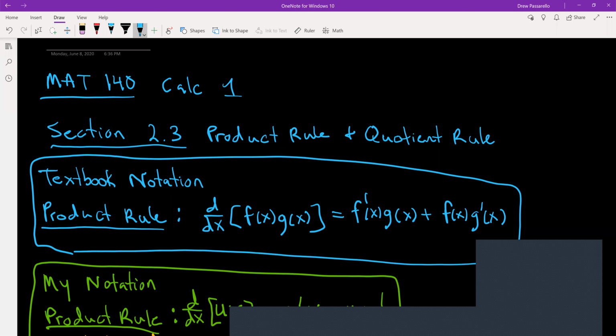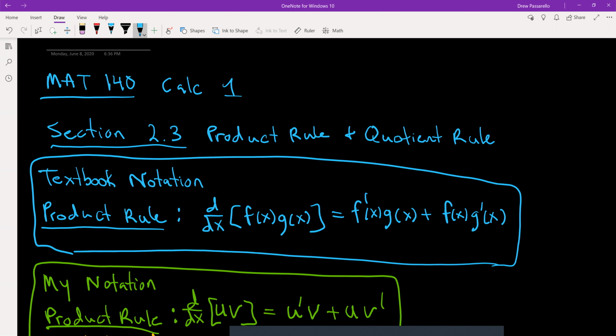Okay, this is going to be section 2.3, which deals with the product rule and the quotient rule. So the last section we dealt with finding the derivative of a function using some derivative rules. This next section is just expanding on that, and then the following section is also expanding on that. So this section is devoted to two new rules, the product rule and the quotient rule.